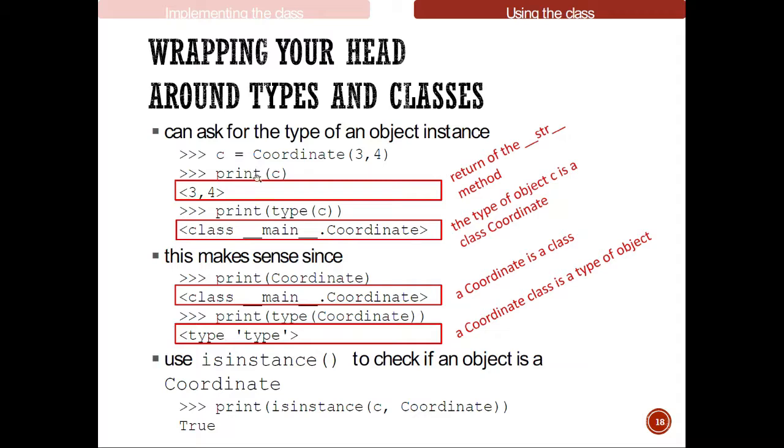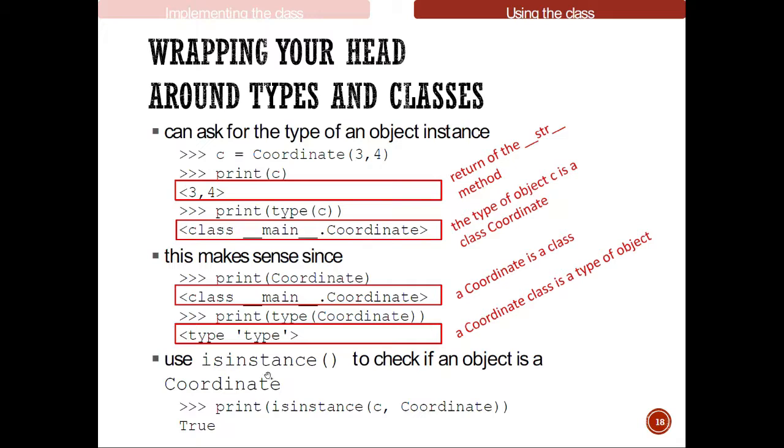So in this case, it would return the __str__ method. Or we can print the type of c, which will tell us that this is of type coordinate. So the type of the object c is the class coordinate. Again, if we write the command print coordinate, we would get the same thing, because coordinate is a class and its type is object, which will give us type.